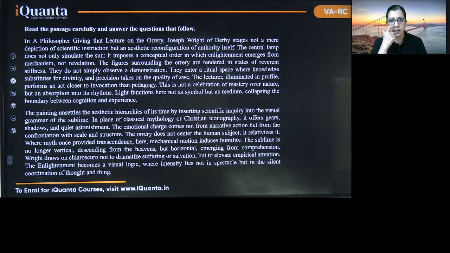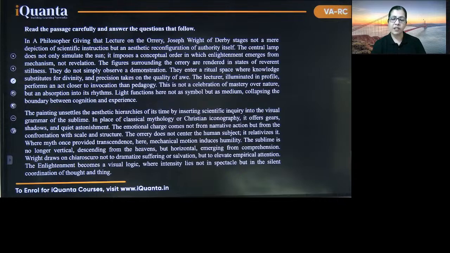Now, there were 4 passages, as is the norm, and then there were, like, 2 para-completion, 2 para-jumbles, 2 short summaries, and 2 odd-one-out. We don't know what changes CAT is going to bring this time, but so far we are taking this particular pattern and moving forward in every mock.